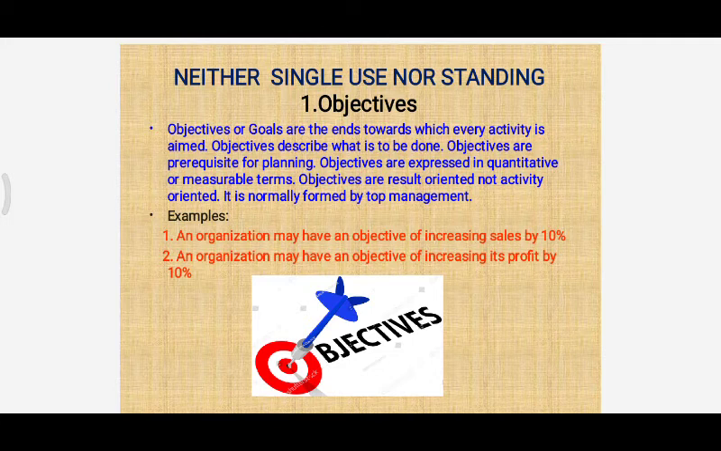Then we take a few examples. For example, an organization may have an objective of increasing sales by 10%. Or an organization may have an objective of increasing the profit by 10%. So here it is expressed in quantitative terms. So it is our objective, and all the activities of the organization will be carried on according to the objectives.